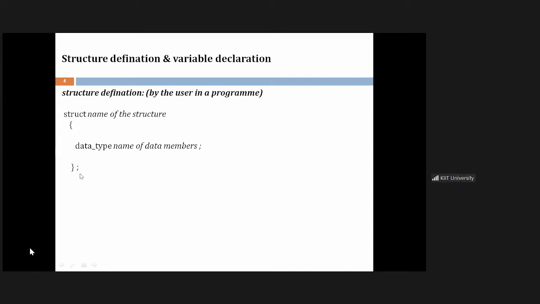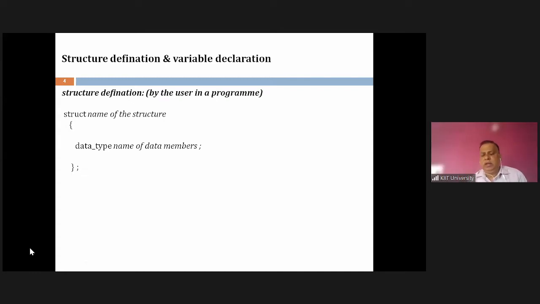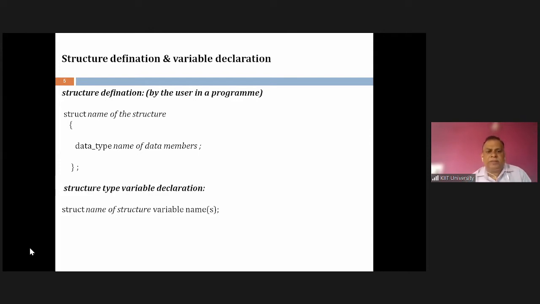Other ways are also there. But the basic structure definition starts with the reserved word struct, the name of the structure, followed by all data members of the structure inside brackets, and then the bracket is closed and followed with a semicolon.